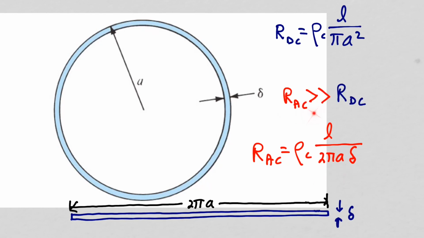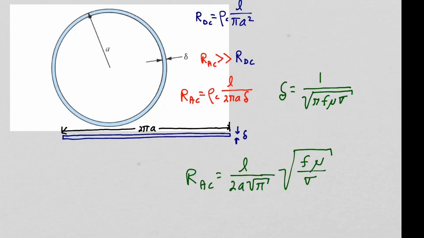Earlier, we found this relationship for the skin depth. The skin depth decreases as the frequency goes up. So with making this substitution, we see that the AC resistance of a wire will increase with the square root of the frequency of the AC signal.